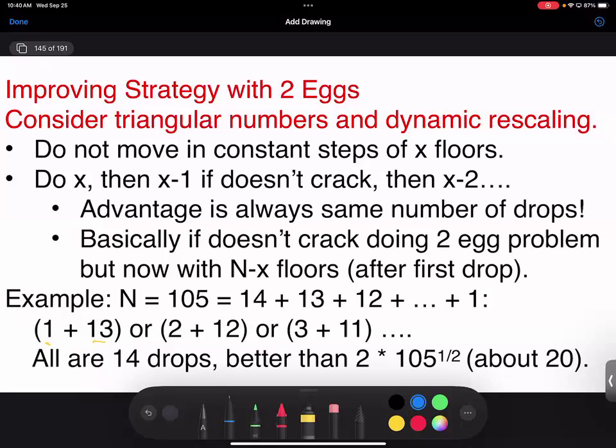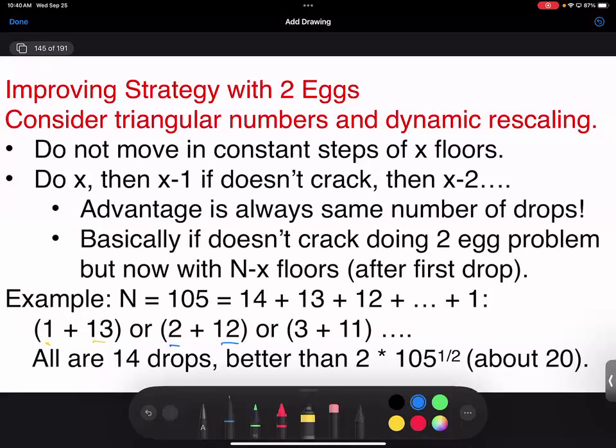Now, imagine it doesn't crack on the first drop. I dropped it at floor 14. I now drop it at floor 27. And now imagine that it cracks. Because I moved up 13 floors, I now only have 12 more drops to do. Notice that these numbers are the same. 1 plus 13 is the same as 2 plus 12.